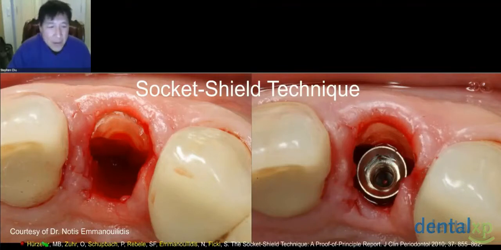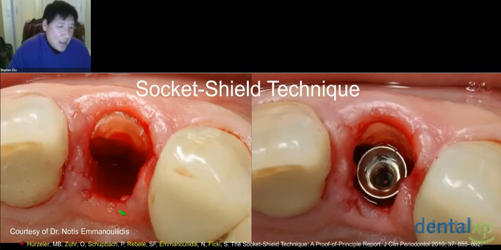This is from Marcus Hössler's group in Germany. They have actually discussed a concept called the socket shield technique, which talks about preserving a part of the root in the socket. Preserving a part of the root in the socket acts like a shield, as seen over here, where you could delicately remove basically 2/3 of the root from a buccolingual direction and keep a third or half of this root in an apical coronal direction, still keeping all the fibers intact and attached to the periodontal ligament on the buccal surface, which would protect this buccal plate from collapsing.